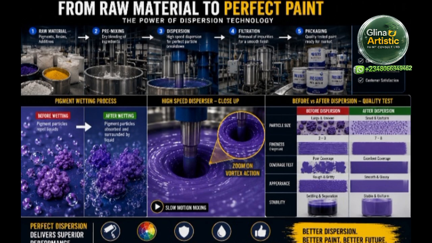Now, professional manufacturers don't just mix paint, they follow production stages. Stage 1, pre-mixing. Stage 2, pigment wetting. Stage 3, high-speed dispersion. Stage 4, stabilization. And this is where results start changing. Ignore proper dispersion and your paint will continue failing no matter how expensive your chemicals are.